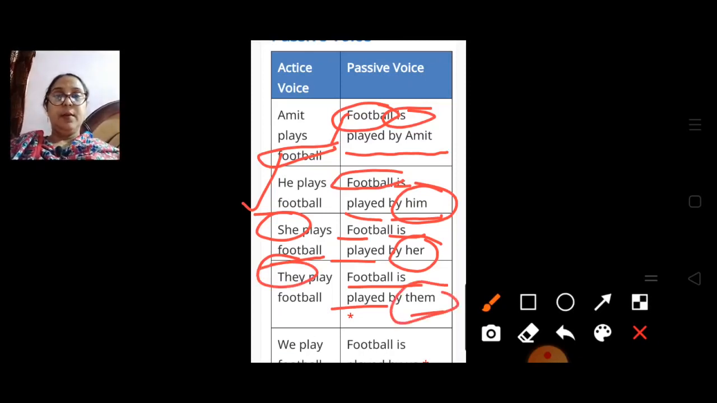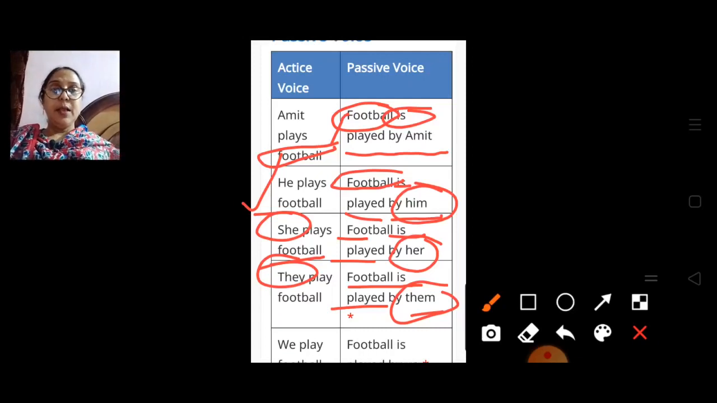So always remember, we should change the personal pronoun. Likewise, I becomes me, we become us, he becomes him, she becomes her, and they become them. Keep this concept in your mind whenever you are making active to passive voice. In active voice it will remain the same: he plays football. But when we change from active to passive voice in any tense, the personal pronoun will be changed like this. So he becomes him, she becomes her, and they become them.